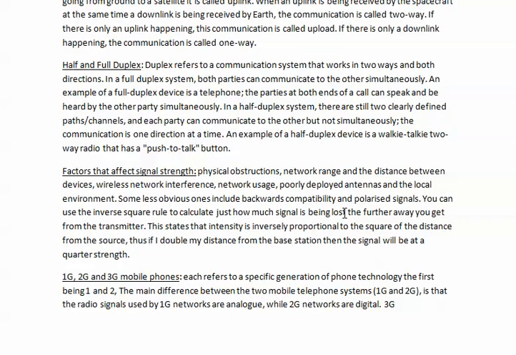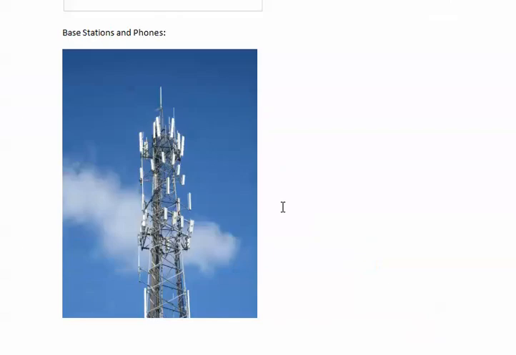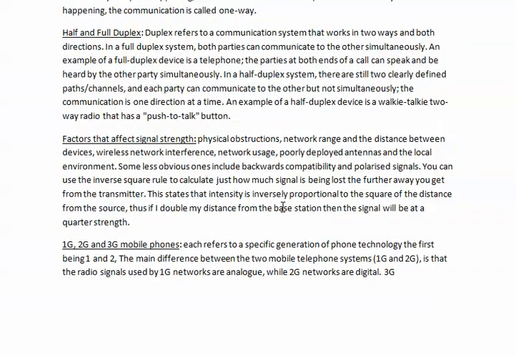And then, to finish off my little pieces here, mobile phones, different generations: 1G, 2G, 3G. The difference between 1G and 2G is pretty much that you were analog in 1G, 2G digital, 3G a higher rate of transfer. On to my learned friend over here.